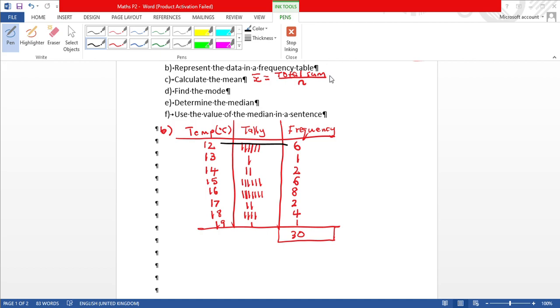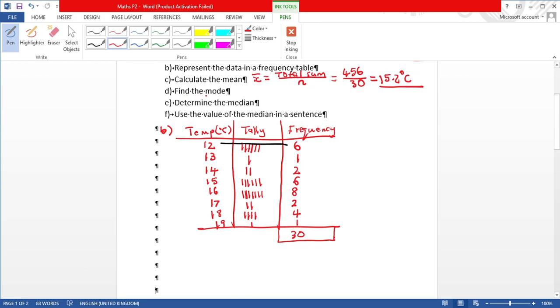So now we can easily calculate the mean. Our total there was 456 divided by 30. So when you work out the mean, you're going to divide the total by 30, and then you're going to get the mean of 15.2 degrees Celsius. Don't forget the units.